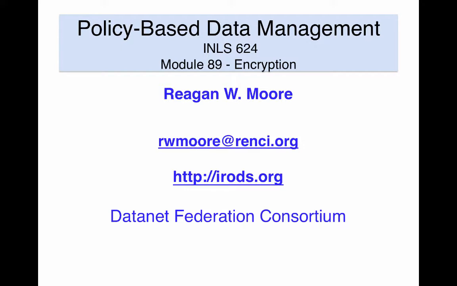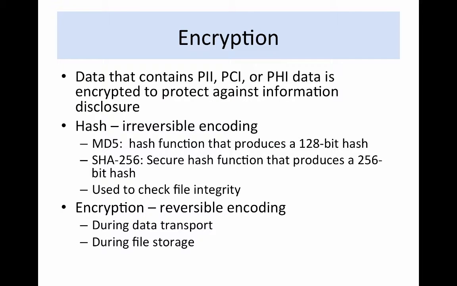Protected data should be encrypted when sent over a network and when stored in a data repository. This will minimize risk of the protected data being inadvertently released. Data that contains PII, PCI, or PHI data is encrypted to protect against information disclosure.